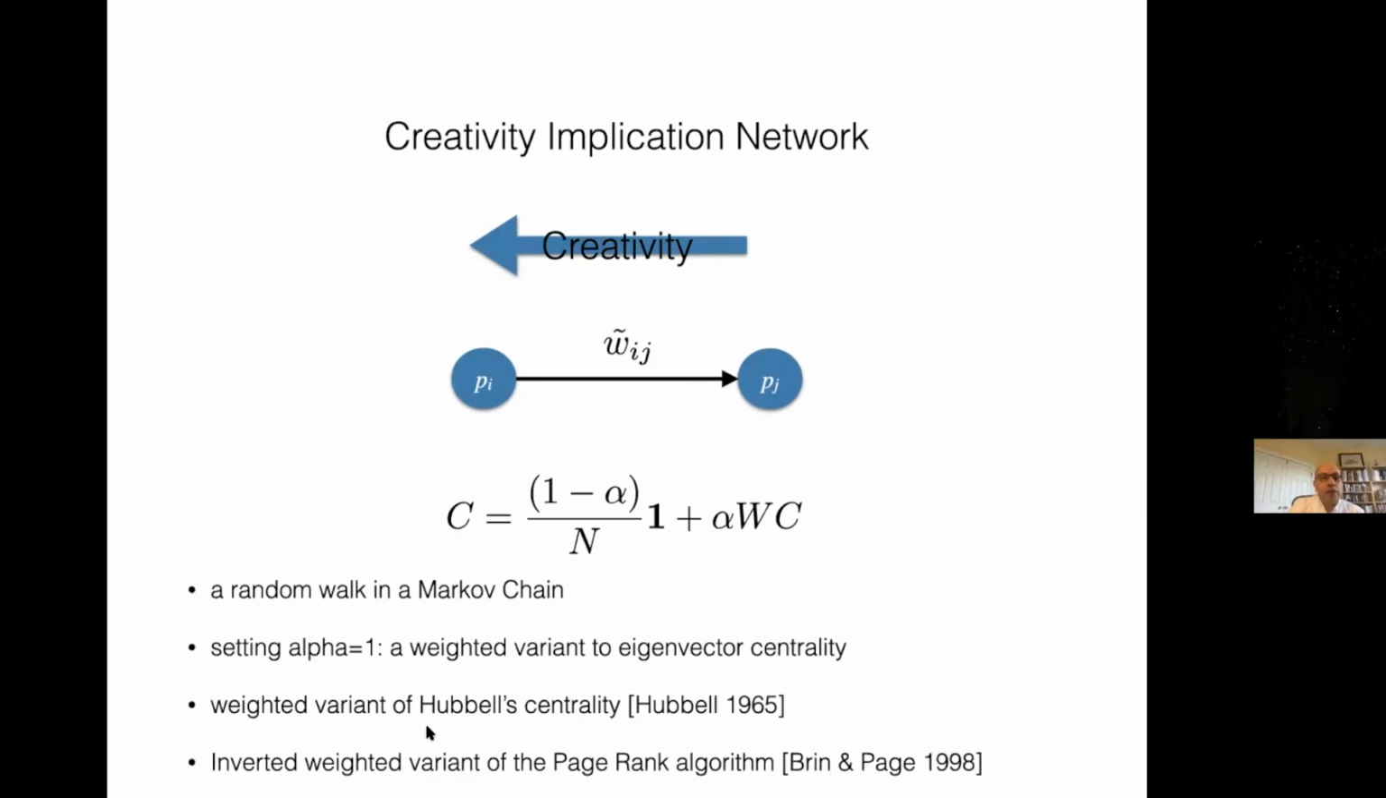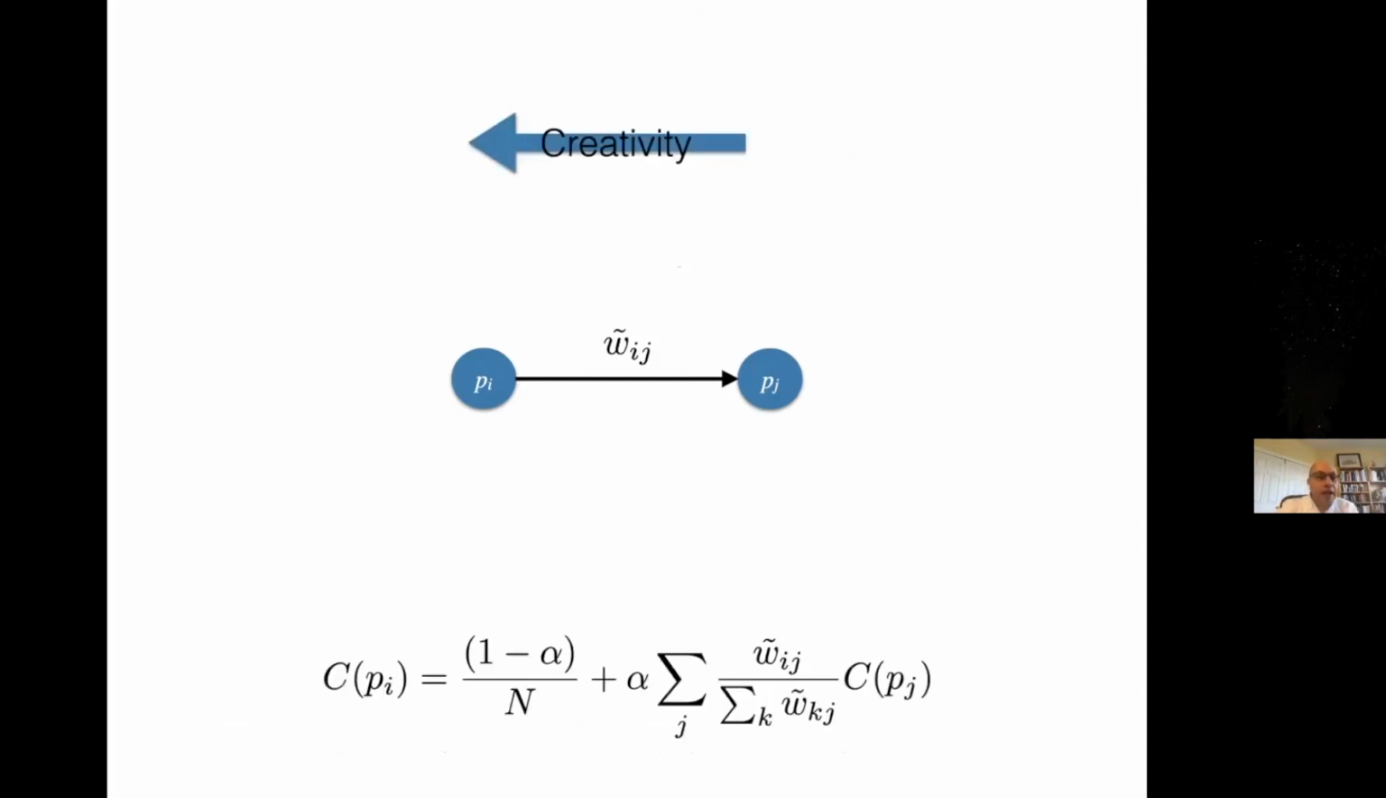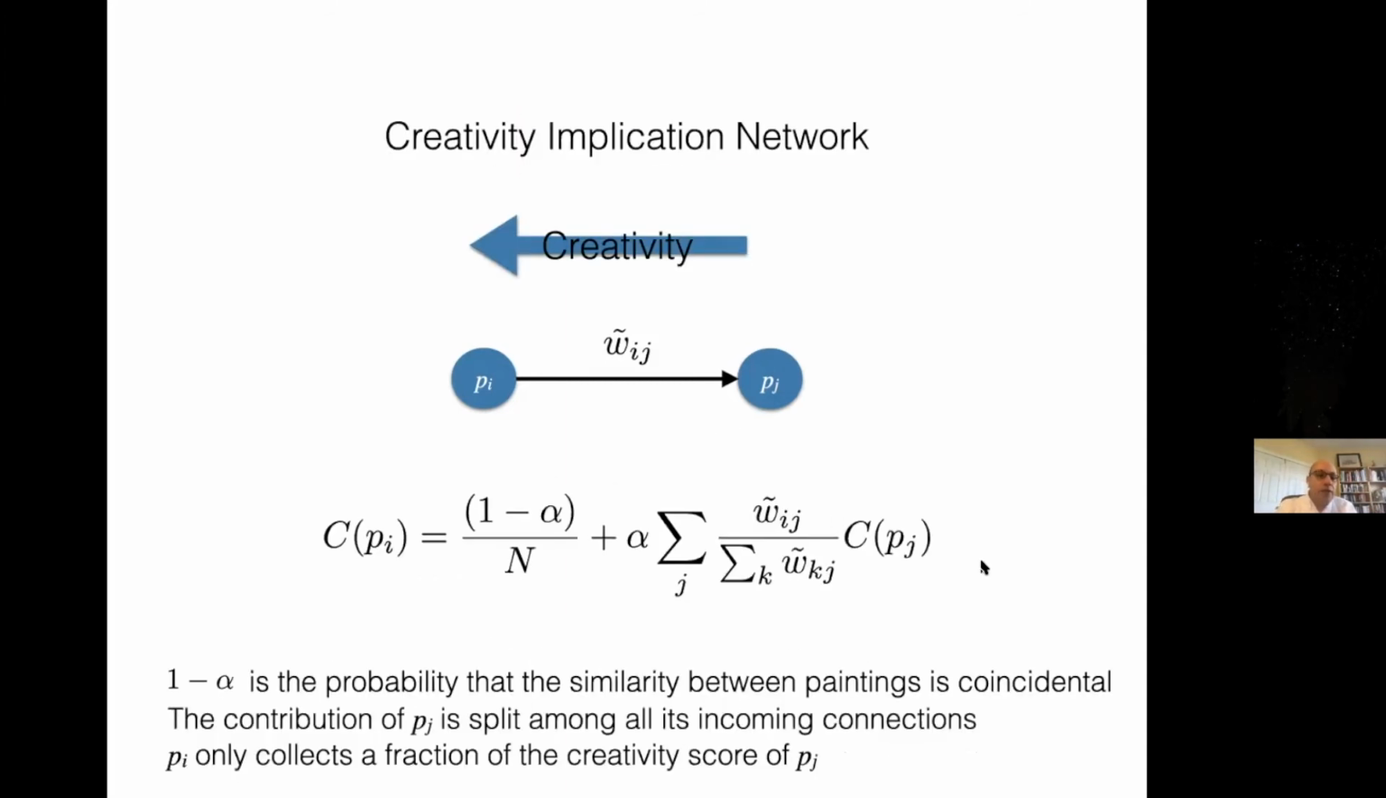You can think of it as a weighted variant of Hubbell centrality, if you're familiar with this body of work. Basically, network centrality is very fundamental in studying social networks these days, in studying pandemics, propagation, things like that. Even the PageRank algorithm by Google is basically a network centrality problem. And you can think of this formulation as basically an inverted weighted variant of PageRank.